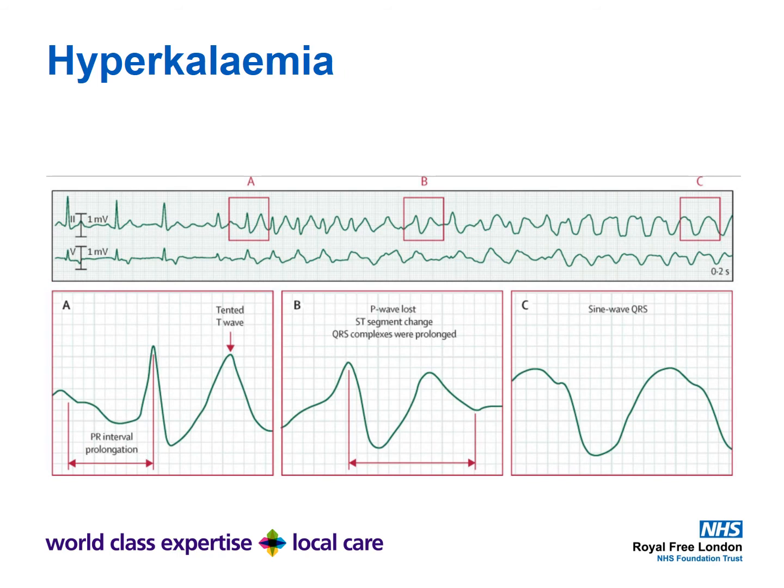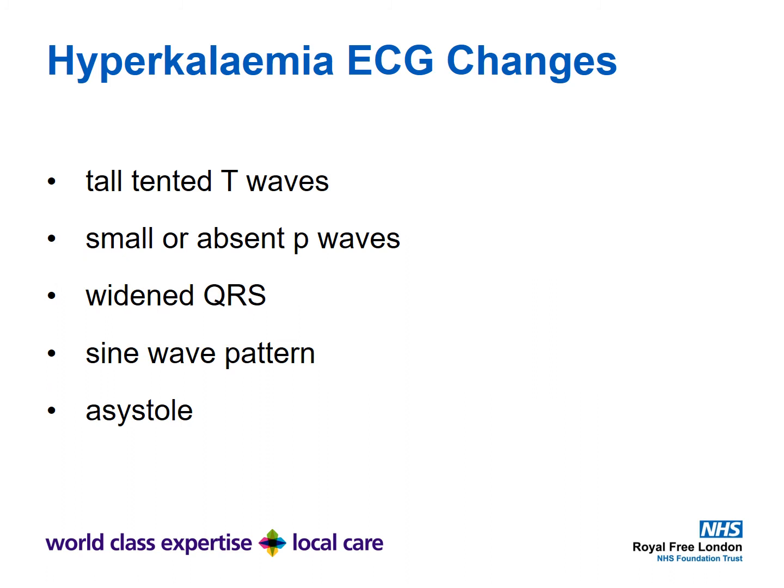Just as a reminder of the ECG changes that are seen associated with hyperkalaemia, you will often see PR interval prolongation first, followed by tented T waves. You may then lose the P wave and get ST segment change and prolonged QRS or broad complexes on an ECG. Then you may finally see a sine wave QRS complex before the patient goes into cardiac arrest. So in summary, you'll see tall tented T waves, small or absent P waves, widened QRS, sine wave pattern and asystole as the hyperkalaemia progresses on the ECG.